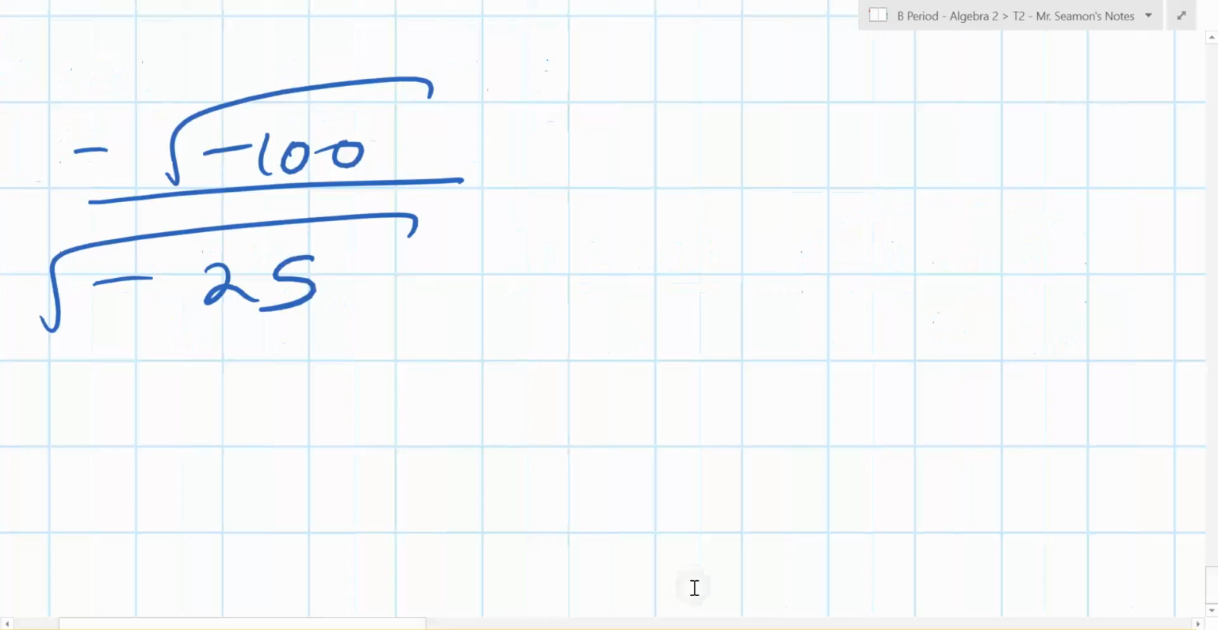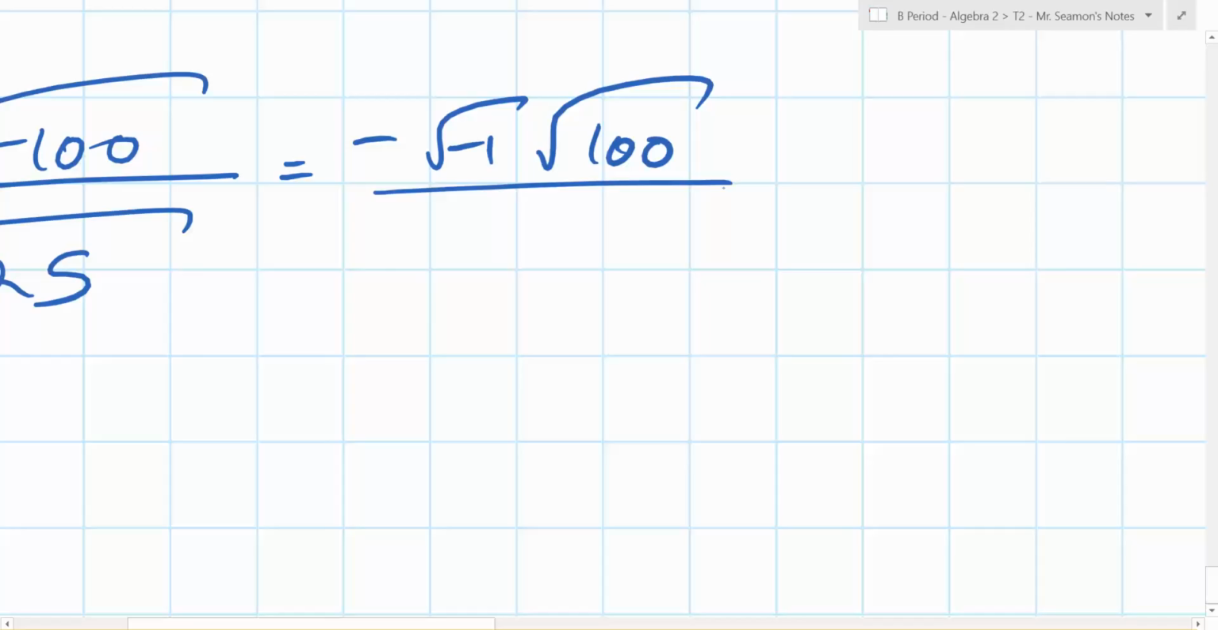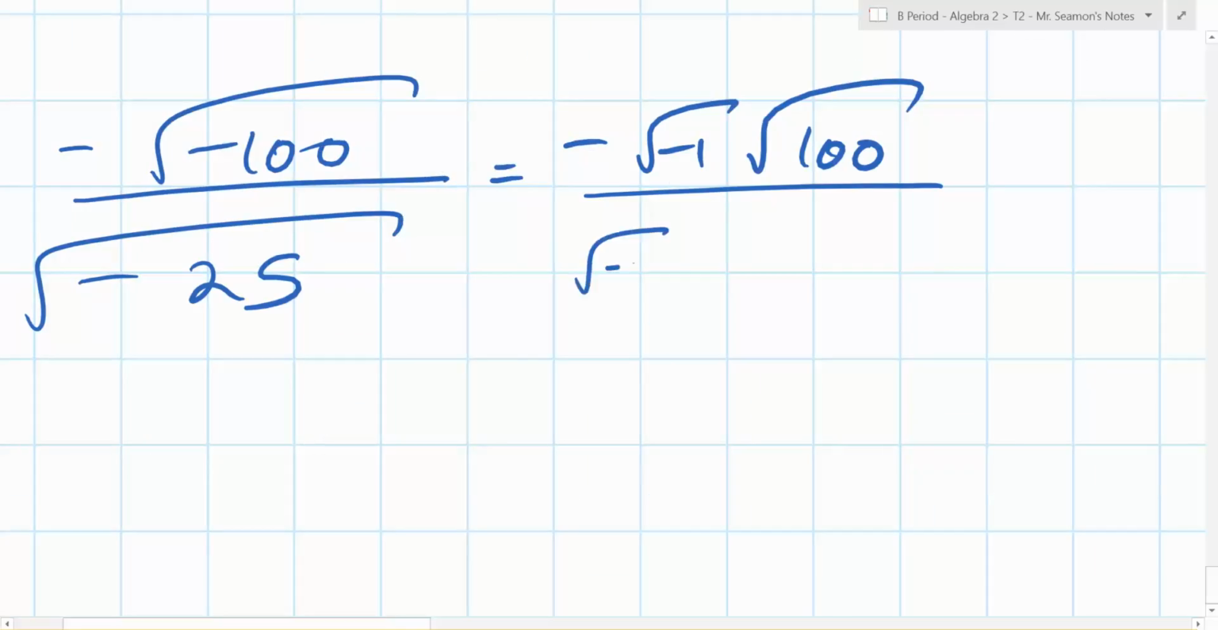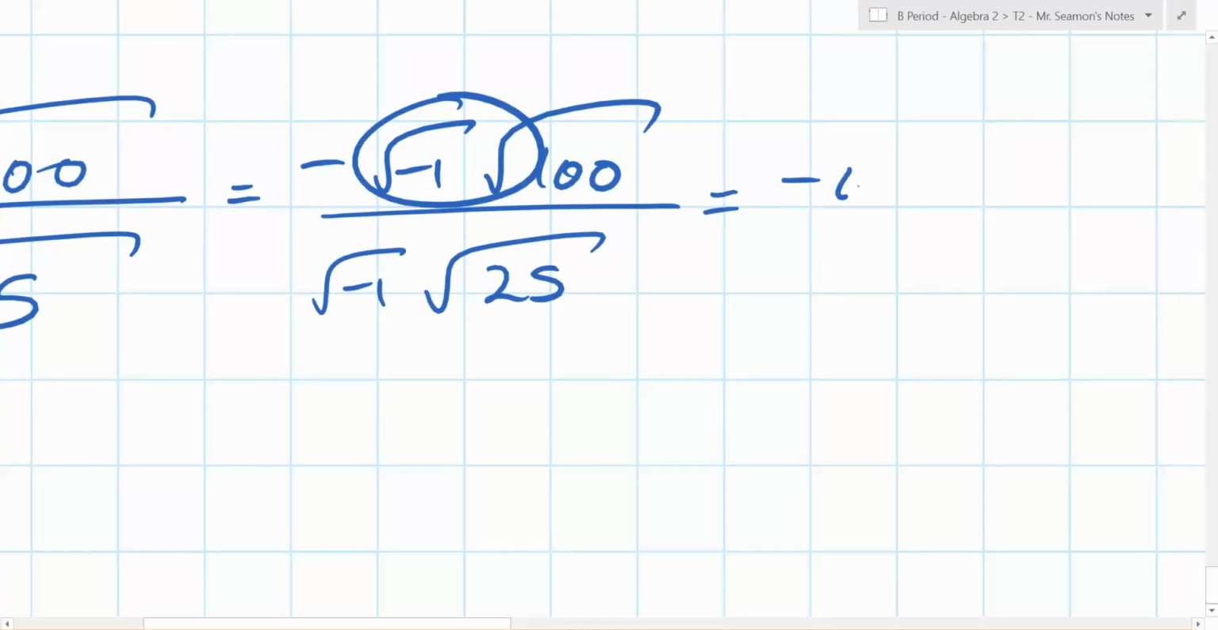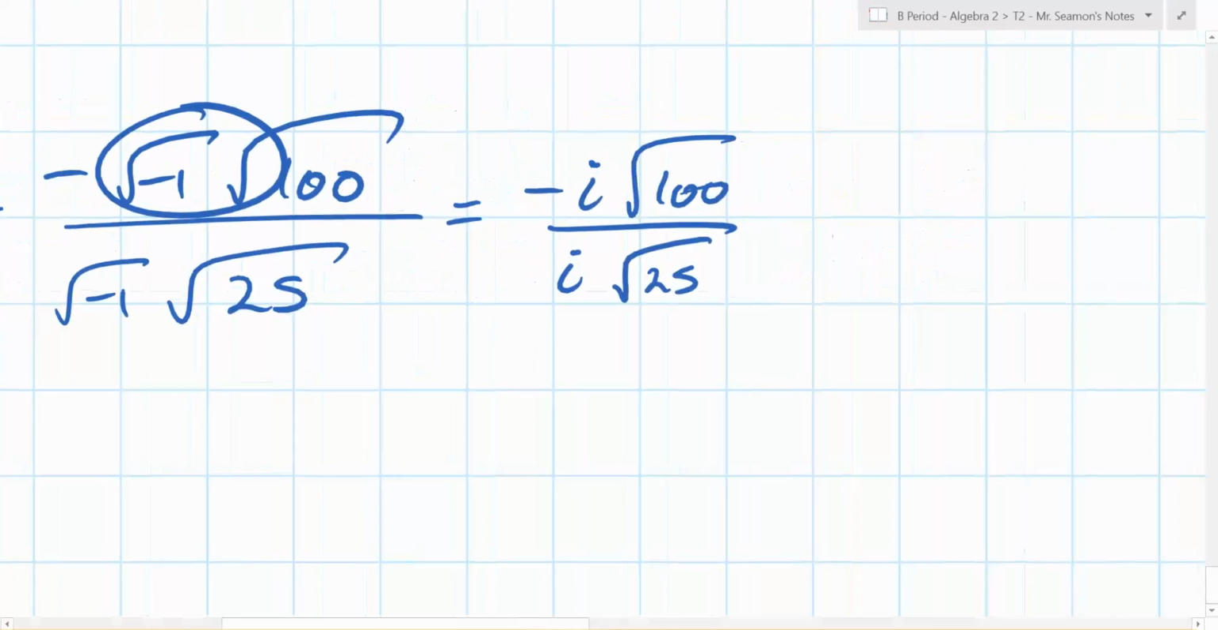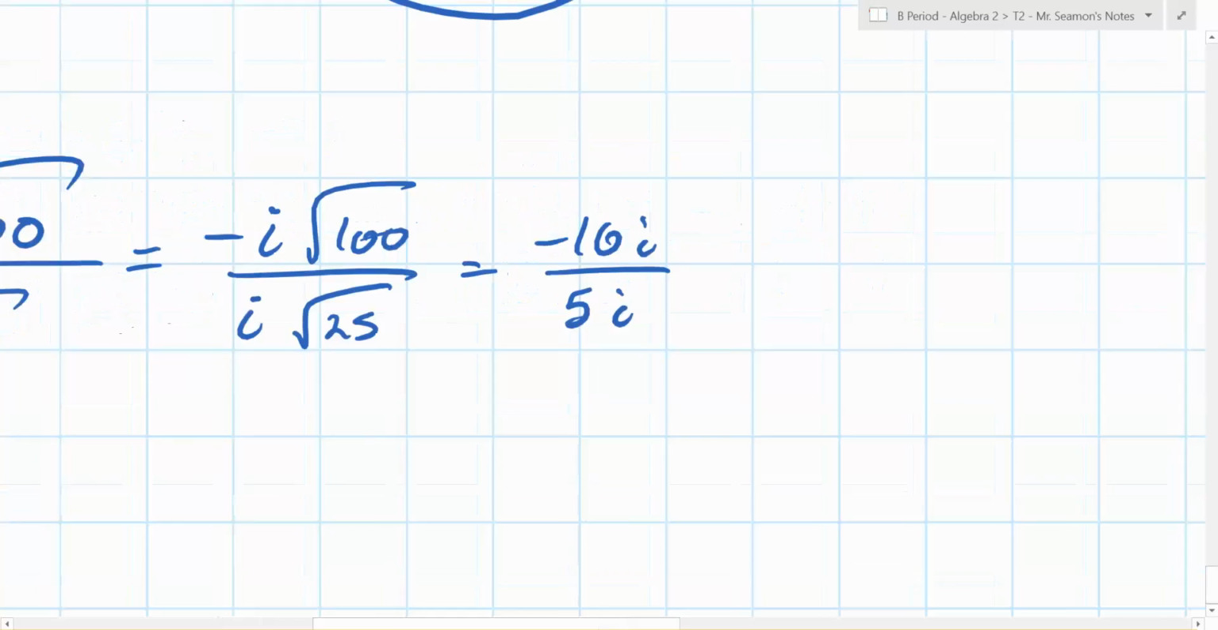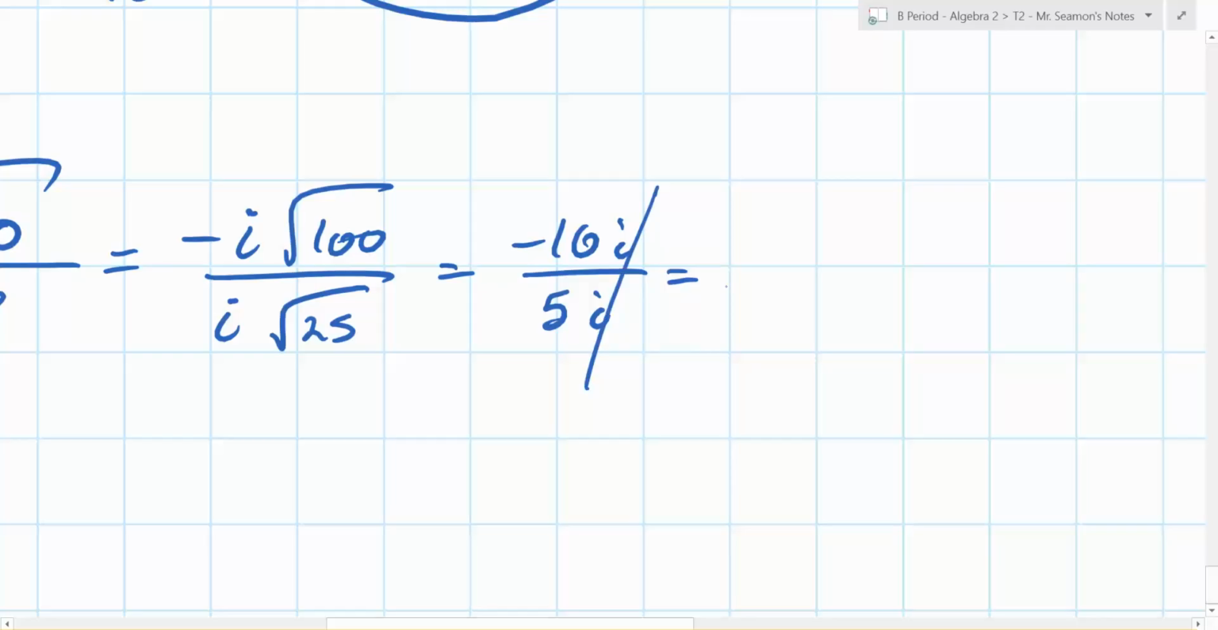There it is. Square root of negative 100, that's just going to be negative the square root of negative 1, the square root of 100. What is the square root of negative 1? Guys, it is i. So what is this? Negative i root 100 over i root 25, which is 5. So what does this turn into? Negative 10i over 5i. What cancels? So what do you end up with?